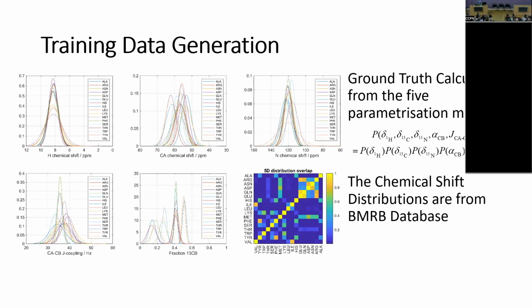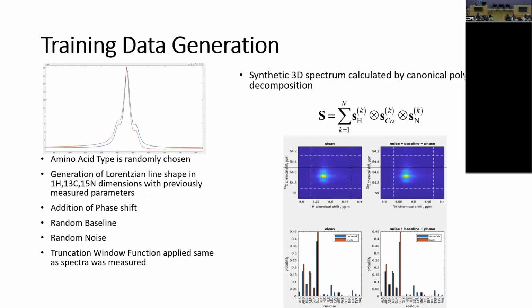And once we had them, we assumed Lorentzian line functions in all three dimensions. So we had a Lorentzian in the carbon dimension, a Lorentzian in the nitrogen dimension, and a Lorentzian in the hydrogen dimension. In the carbon dimension, we assumed a strong central Lorentzian with two smaller, weak shoulder Lorentzians. The heights between the Lorentzians, between the shoulder ones for the carbon dimension, were from the known distributions. And the J coupling was also from the known distributions of the measured pyruvate spectra.